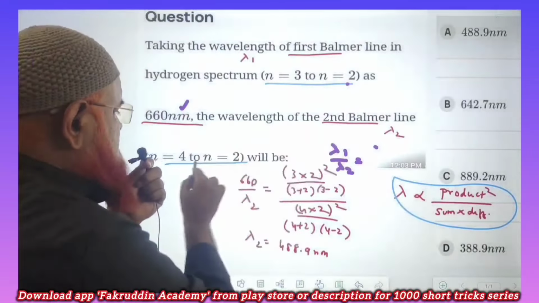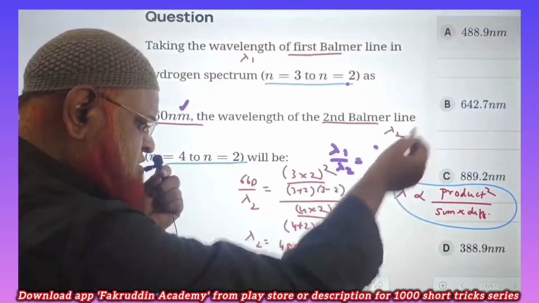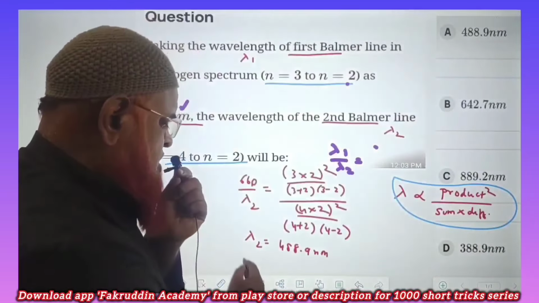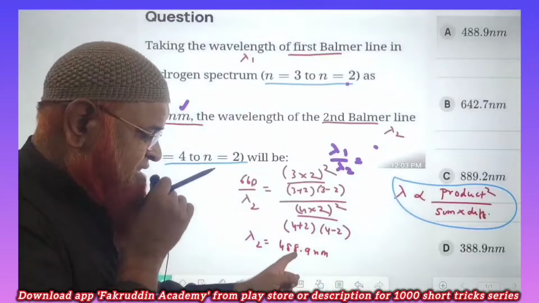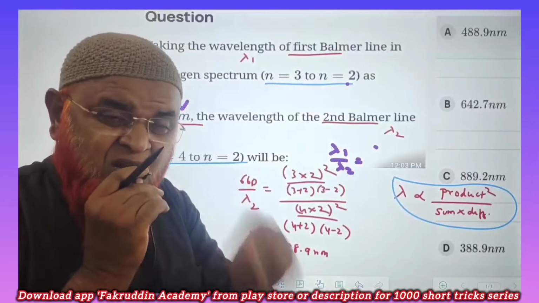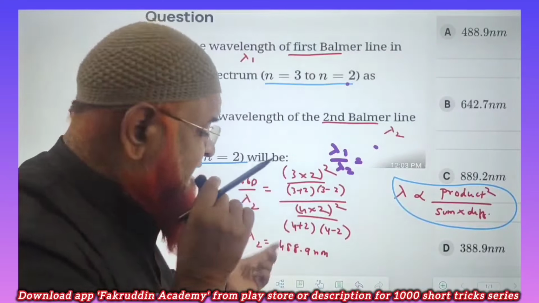Similarly, here also the transition is 4 to 2. So 4 into 2 whole square by 4 plus 2 into 4 minus 2. So by cross multiplication, you get the answer. You solve and comment below whether you have got the answer or not.